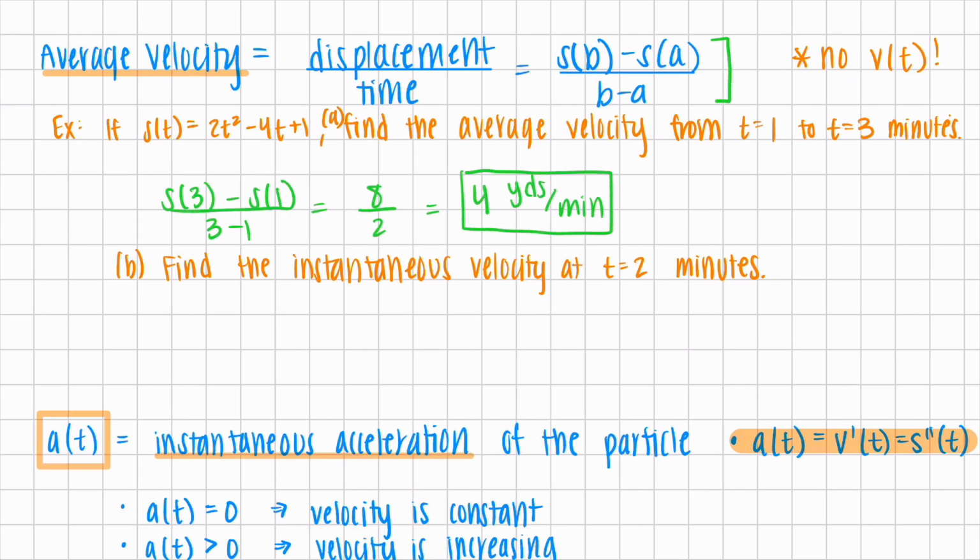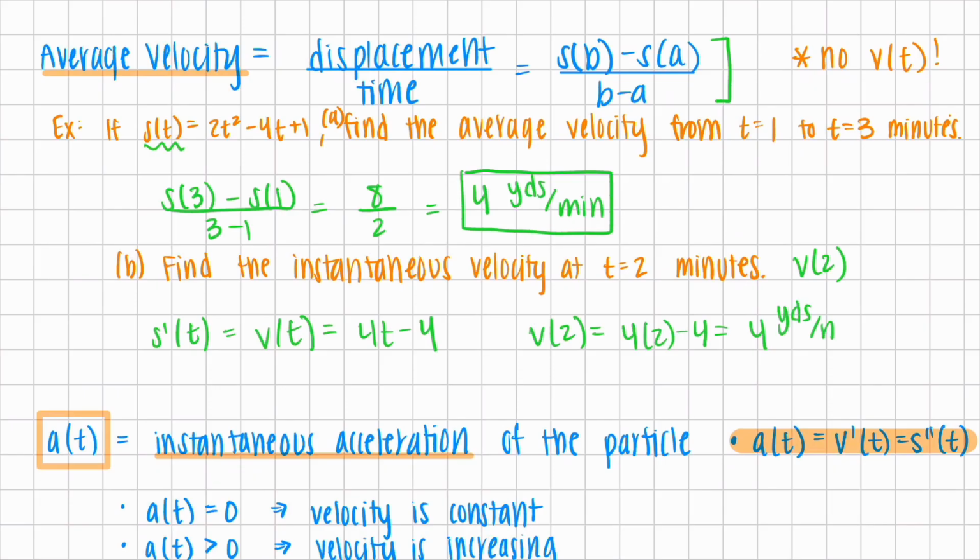They could also ask you to find the instantaneous velocity. Now, instantaneous velocity is your v of t. So I want to find v of 2. Because velocity is the derivative of position, I'm going to take the derivative of my position formula. So the derivative of position equals velocity, and that derivative is 4t minus 4. I want v of 2, so I'm going to plug in 2. And I get 4 yards per minute. And I just want to point out, it is a coincidence that these two answers are the same.